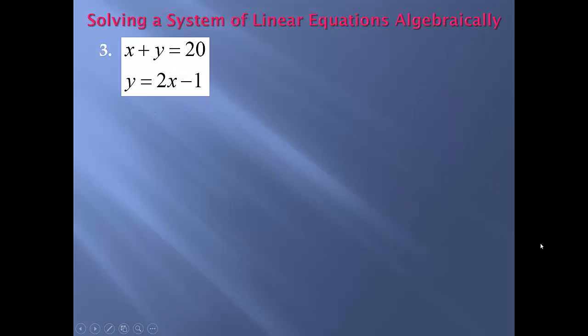Now we're going to solve the system of linear equations algebraically. So for number 3, we have x plus y equals 20, and we have y equals 2x minus 1. So the first thing we need to do is solve each of these equations for the same variable. So we could have both of them say x equals, or they could both say y equals. Since our second equation already has y equals 2x minus 1, the easiest thing to do would then be to solve the first equation for y.